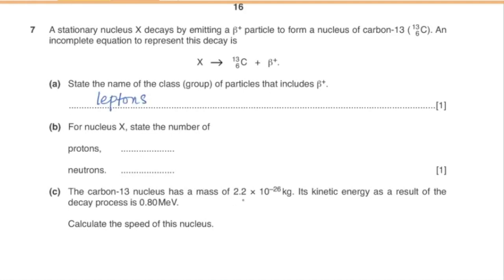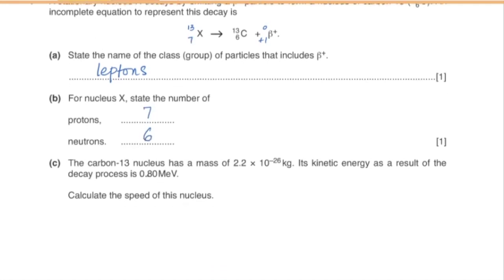Part B, for nucleus X, state the number of protons and neutrons. So the mass number over here is going to be 13, since a beta plus particle has a mass number of 0 and a proton number of +1. We're going to have the proton number over here as 7. So the number of protons is 7, and the number of neutrons is the difference between these two values. So 13 minus 7, this is 6.